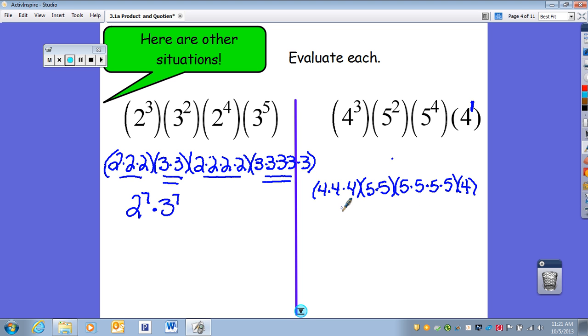Remembering that multiplication is commutative and associative, I can change the order and the groupings. I'm going to put together these 4 4s, so that makes it 4 to the 4th power times 5 to the 6th power, because there are 6 5s.